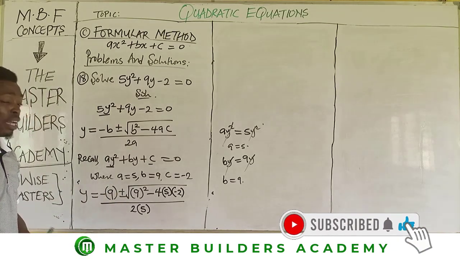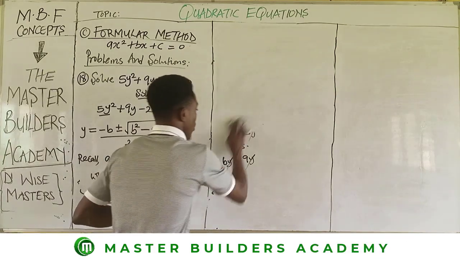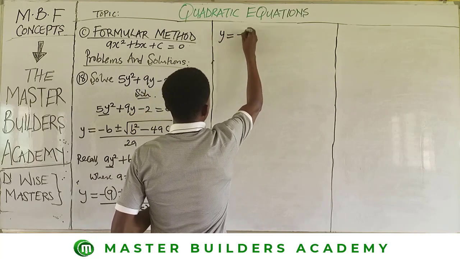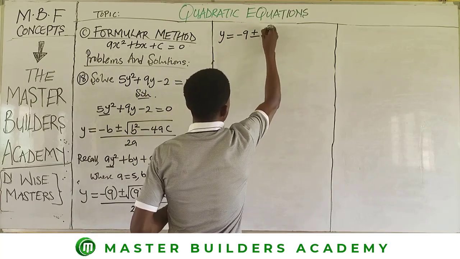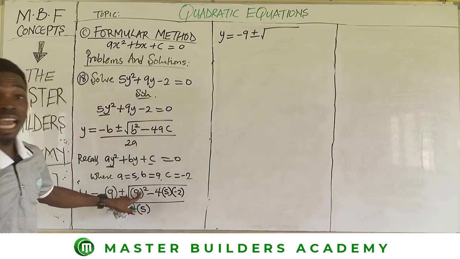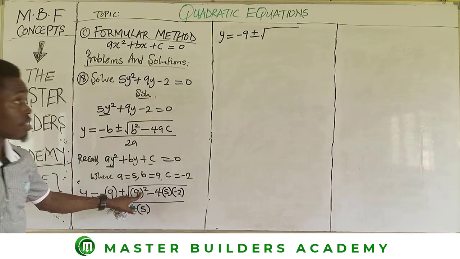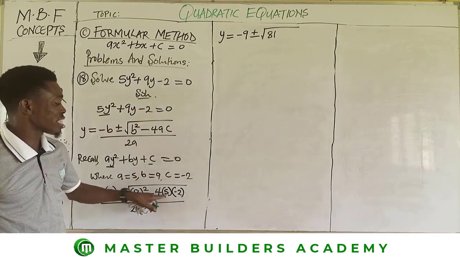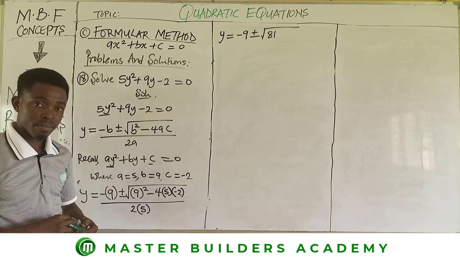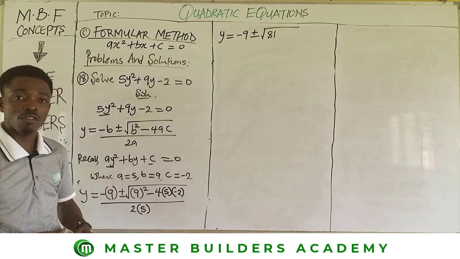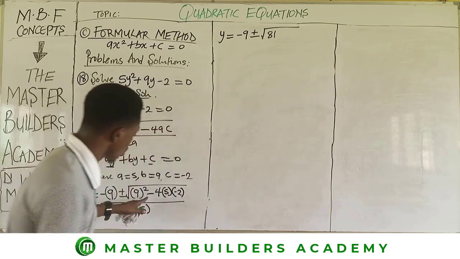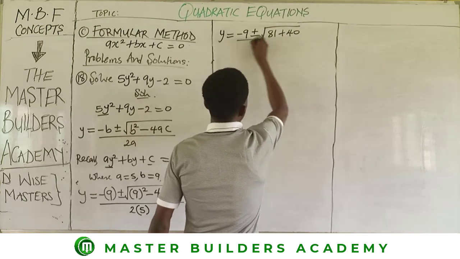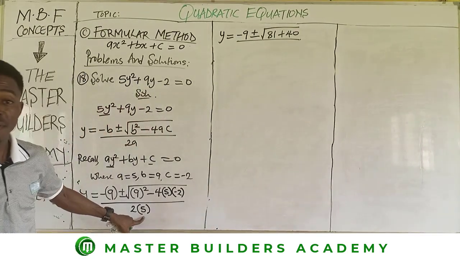And now, minus times plus 9 will give us minus 9. Okay? So this will have given us y is equal to minus 9 plus or minus the square root of. Now guys, 9 squared is 9 times 9 and 9 times 9 is 81. So put down 81. Then the next one, minus 4 times 5 is minus 20. And minus 20 times minus 2 will give us plus 40. You can use the calculator to just multiply out everything that you have there. So this will give us plus 40, all over 2 times 5 is 10.